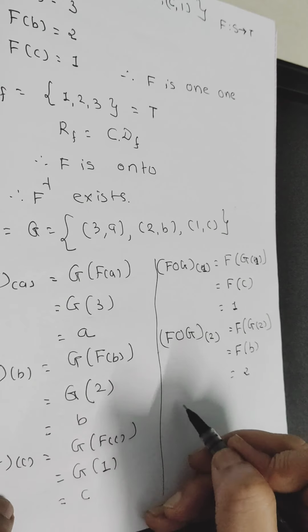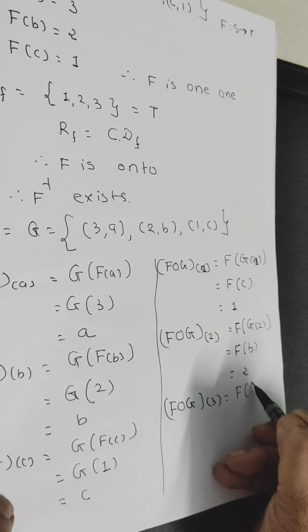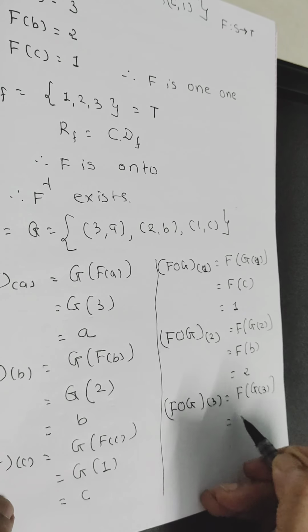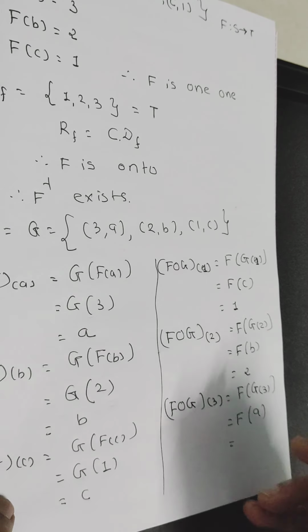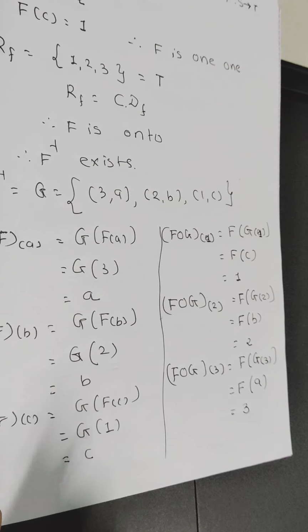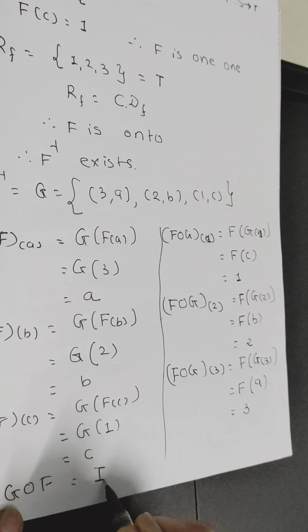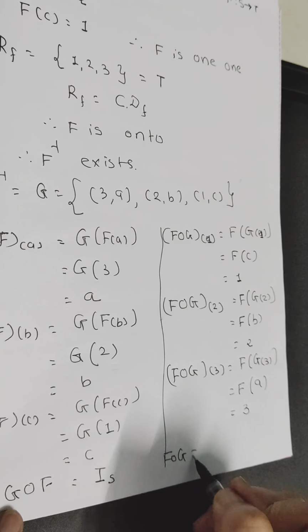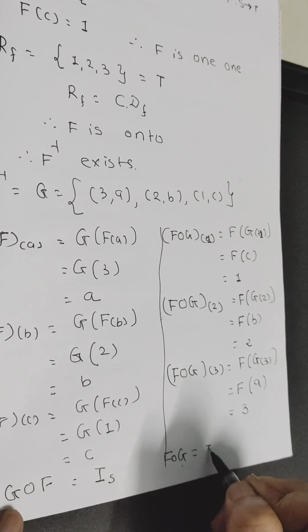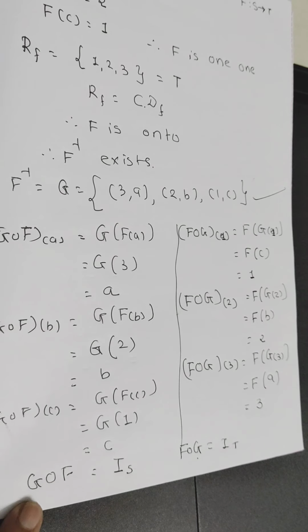1, 1, 2, 2. Now F of G of 3. So F of G3, that is A, and F of A is nothing but 3, means G o F is equal to identity function from S, because it is starting from S, and F o G means domain of G, that is T, so that is I T. So F inverse is this, I can write.